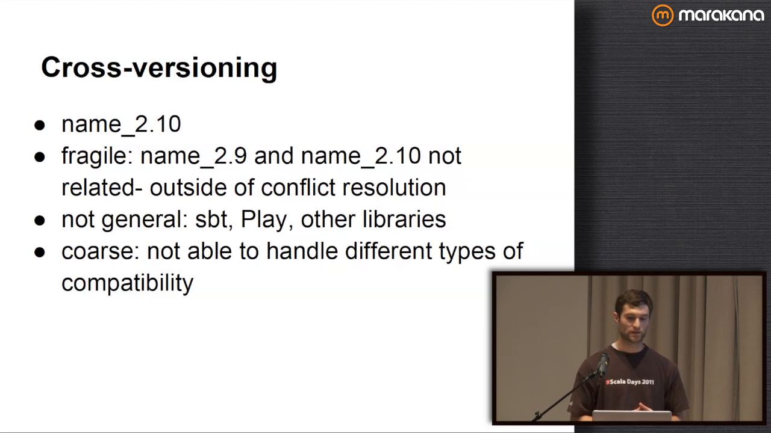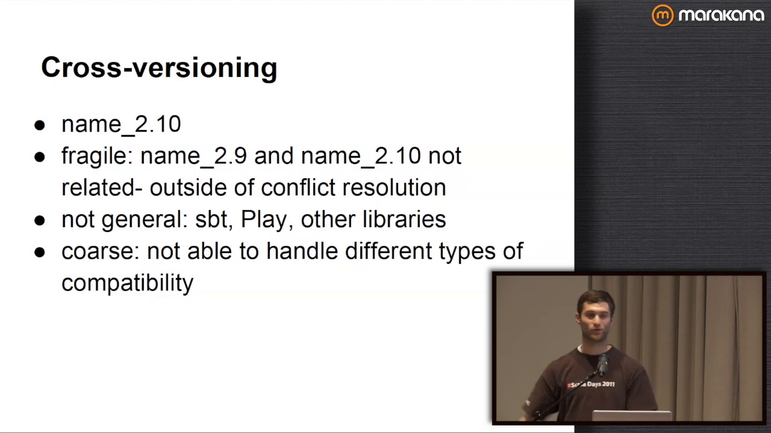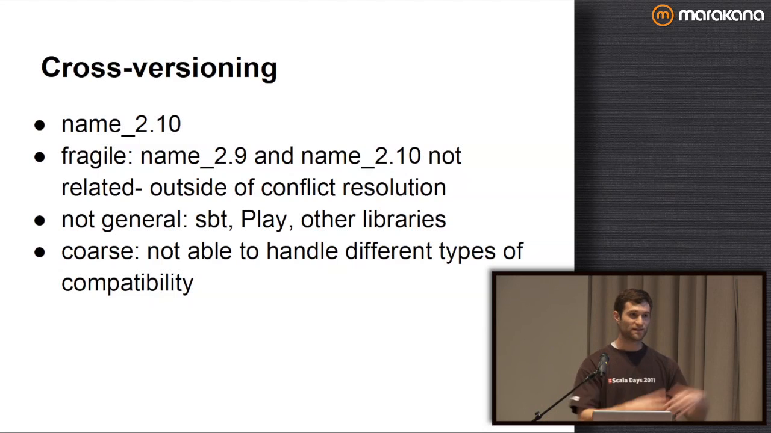But it's fragile because when they do these conflict resolutions, it only does it between names that are the same. So it's only going to do it between A and A, not A_2.9 and A_2.10. So it's outside of conflict resolution. So now we're trying to encode something into a system that doesn't support it, and we will pay for it.